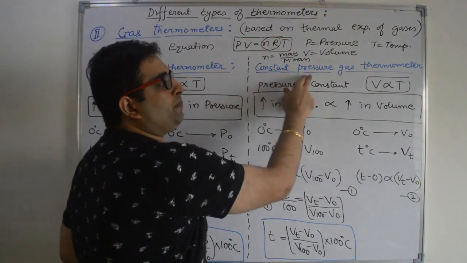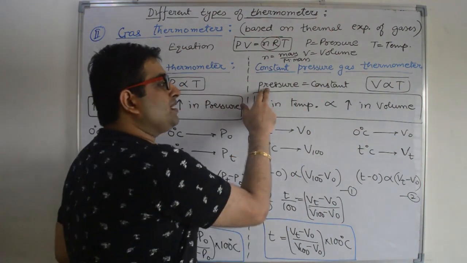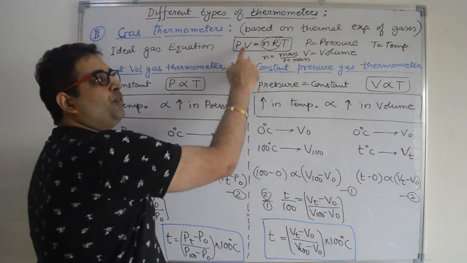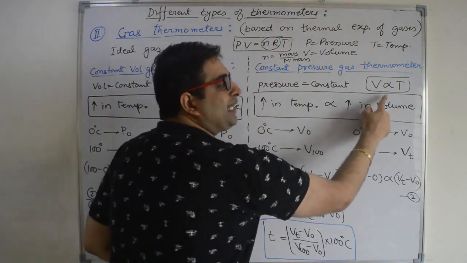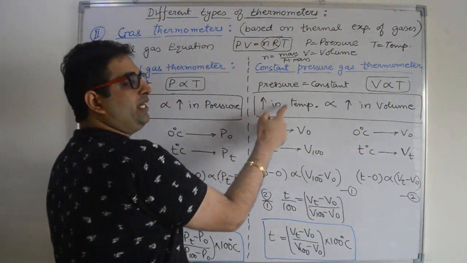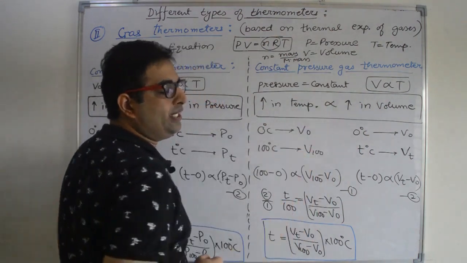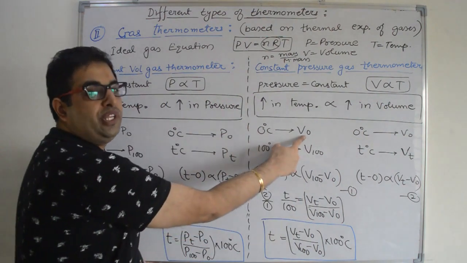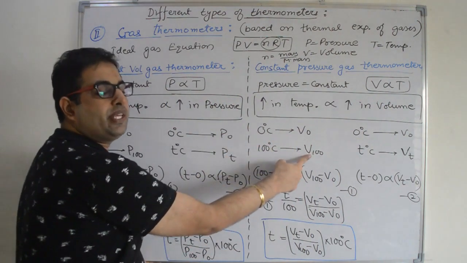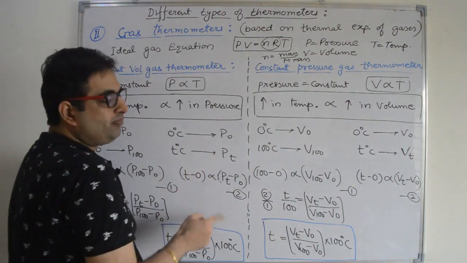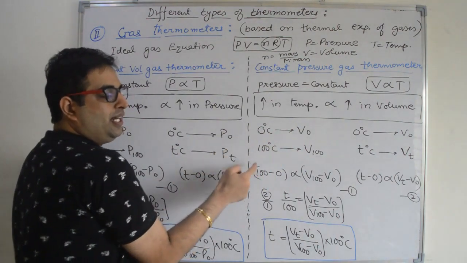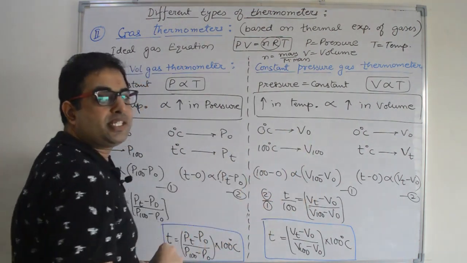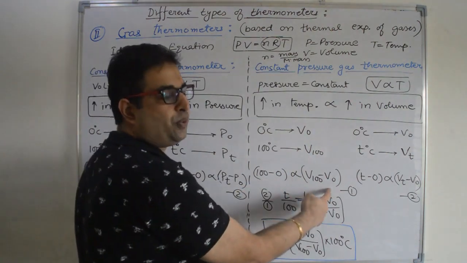Second type is the constant pressure gas thermometer. Here pressure is constant. If pressure is constant for the given gas, the volume of the gas is proportional to temperature. So the increase in temperature will be proportional to the increase in volume. Same concept. At 0 degrees Celsius, volume is V0. At 100 degrees Celsius, volume is V100. Two reference points. So 100 minus 0 is proportional to V100 minus V0. This is our first equation.